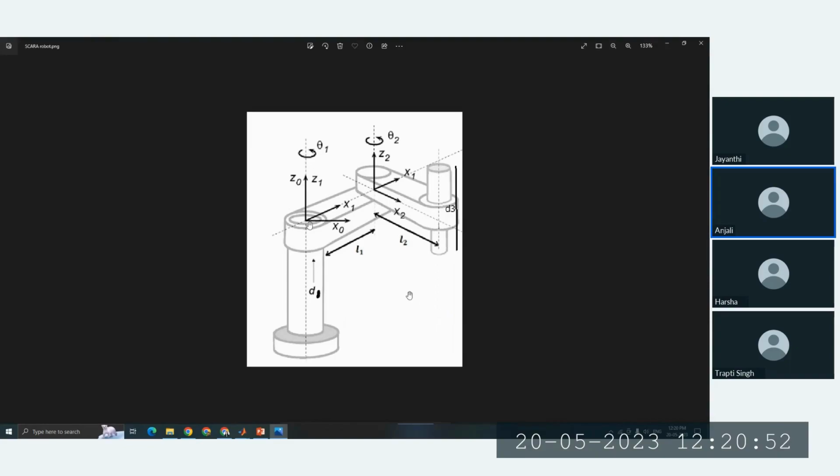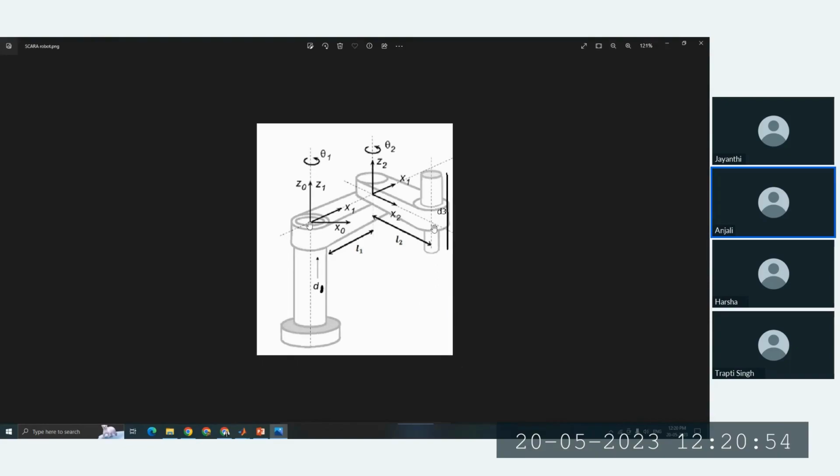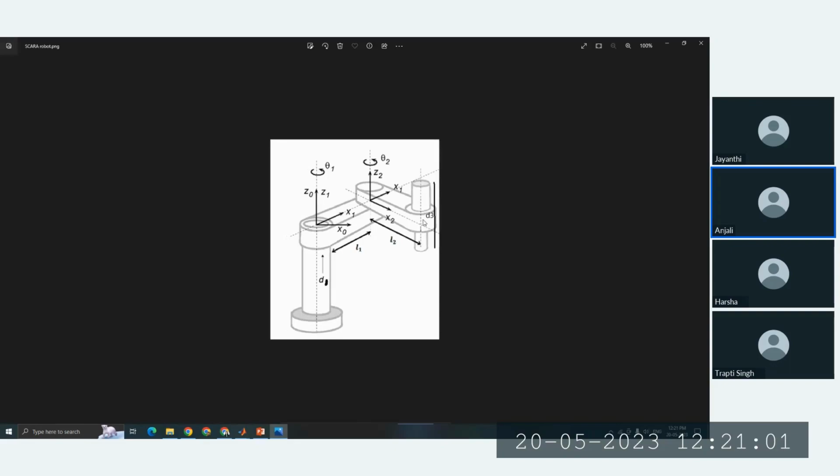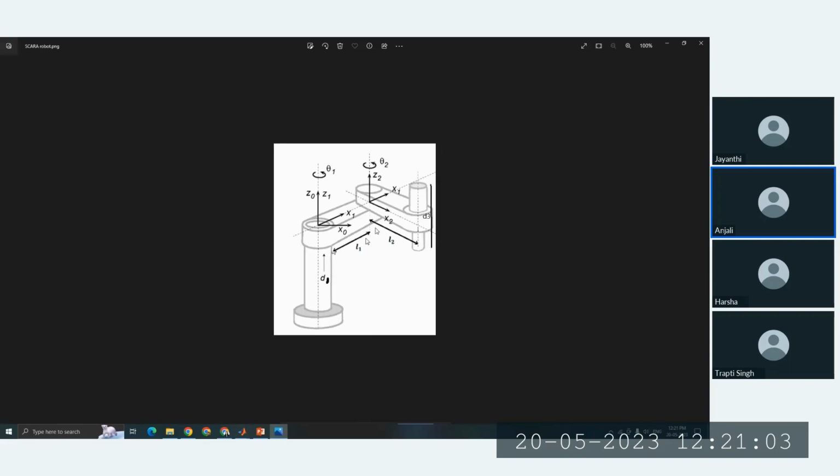This is the first joint, this is the second joint, and this is the last joint. The first and second joints are rotational joints, and the last one is the prismatic joint. As I told you, the length of the link is defined by the measurement of distance from the first joint to the second joint. So this is L1 and this is L2. This is the link offset, the measurement of distance in the z direction between the two joints.